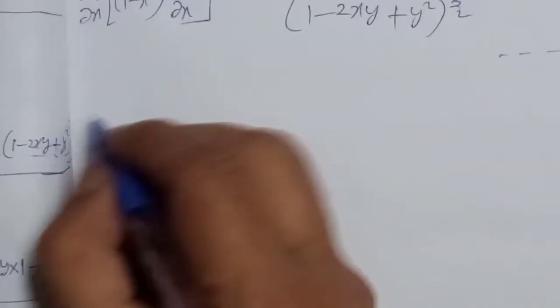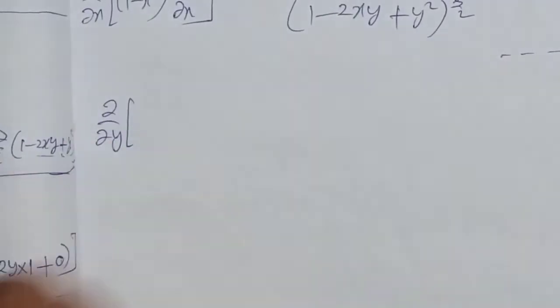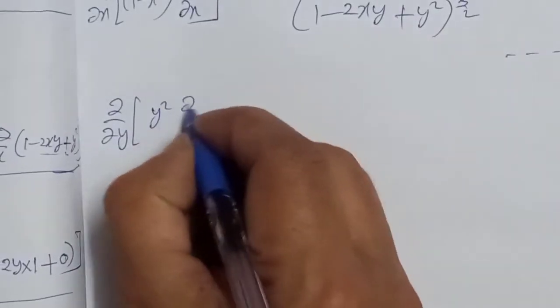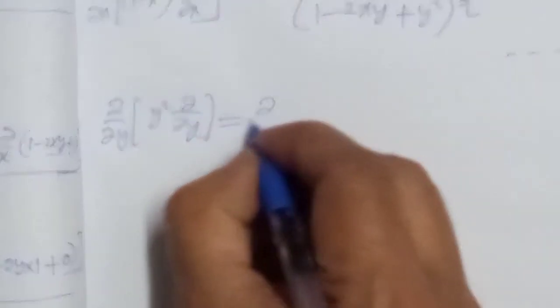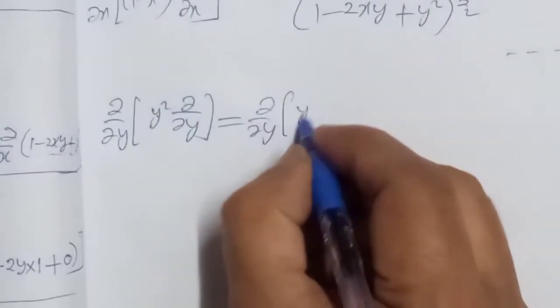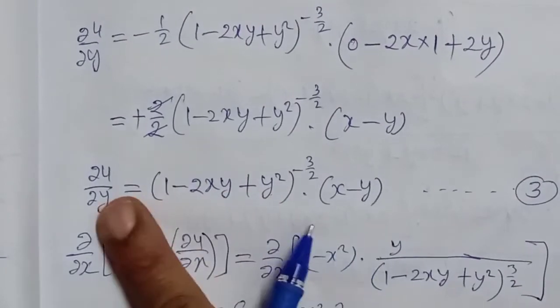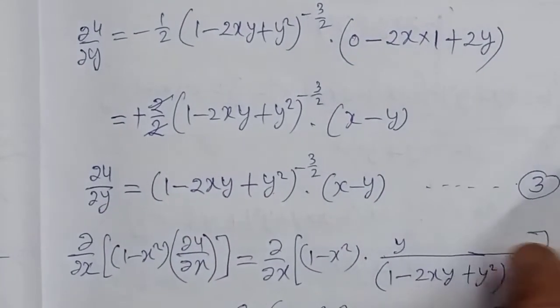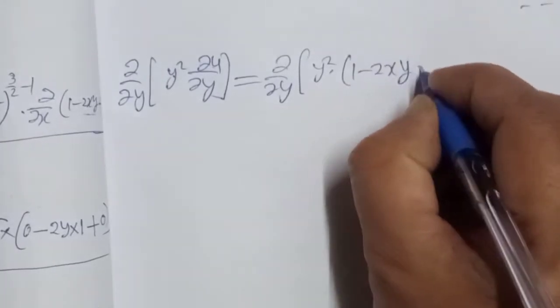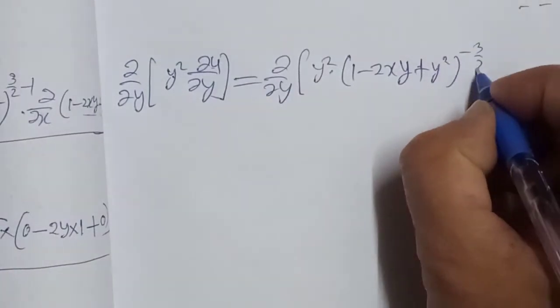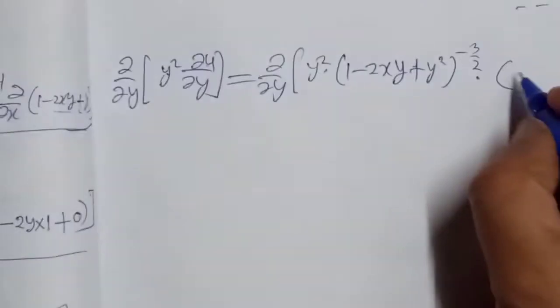So for this value I write the second term, del over del y, y square del over del y, and write y square, and this value of del u over del y is present in equation 3. So I write this value from equation 3, which is equal to 1 minus 2xy plus y square whole power minus 3/2 multiplied by x minus y.